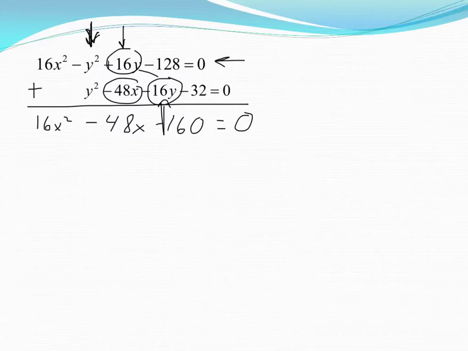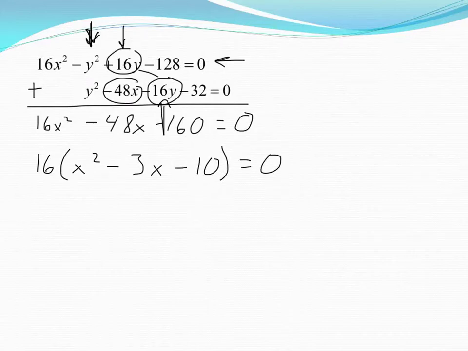And we can solve this equation using all of the methods that we learned about in our polynomial unit back in Chapter 2. I'm going to start by factoring out a common factor of 16. It makes life a little bit easier. Now I'm left with x squared minus 3x minus 10 is equal to 0.